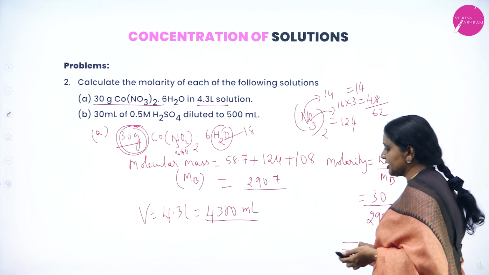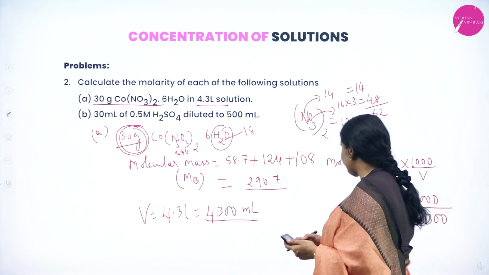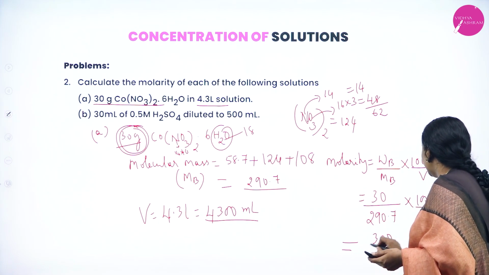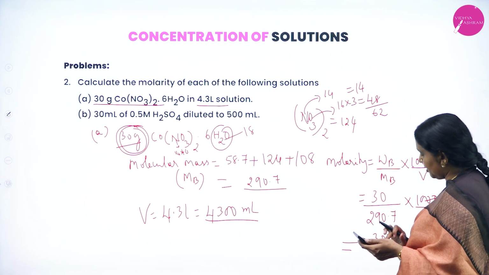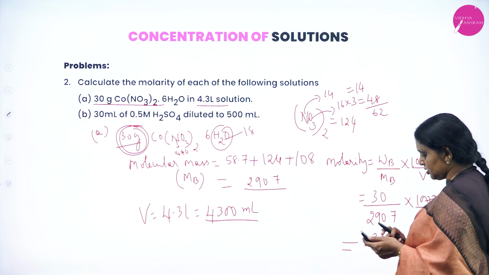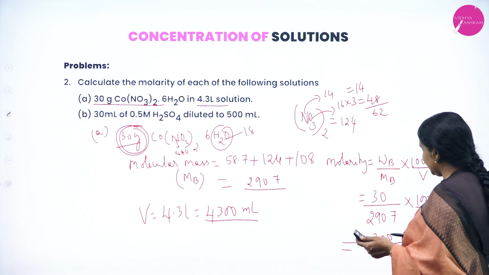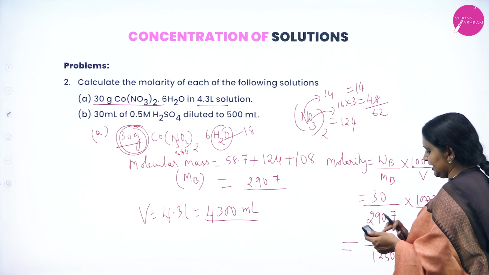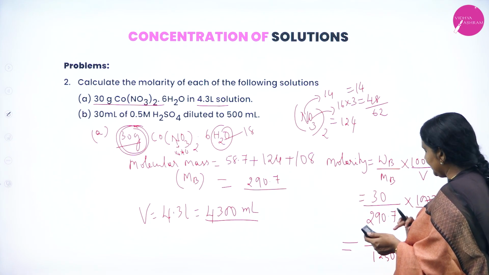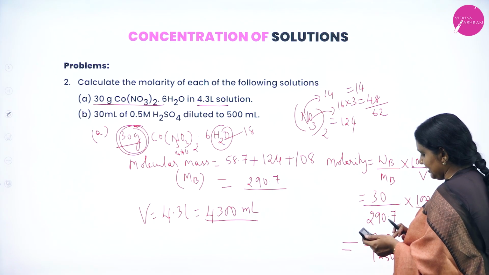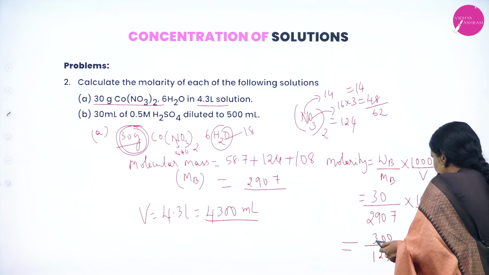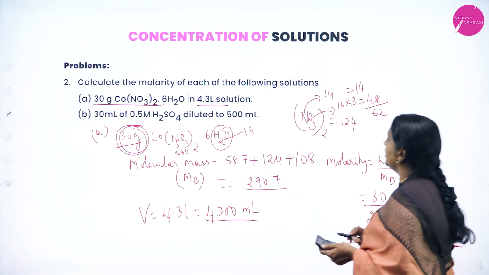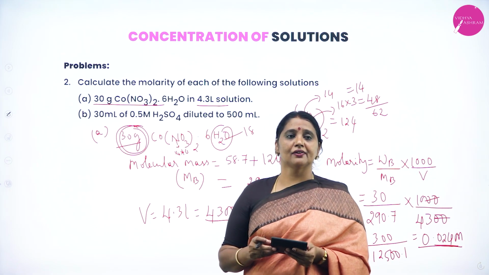1000 divided by 4300 ml. If you simplify this, 2 zeros are cancelled. 30 into 10 is 300 divided by 290.7 into 43, which is 12500.1. Now 300 divided by 12,500 is equal to 0.024. So it is 0.02 molar. This is how you calculate the molarity of the solution.